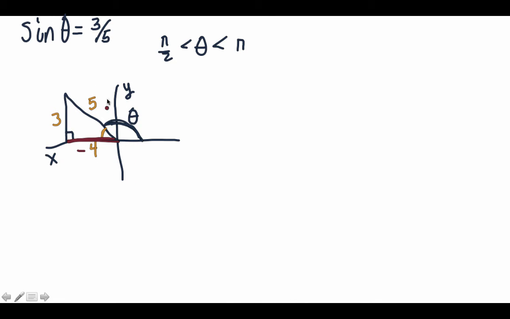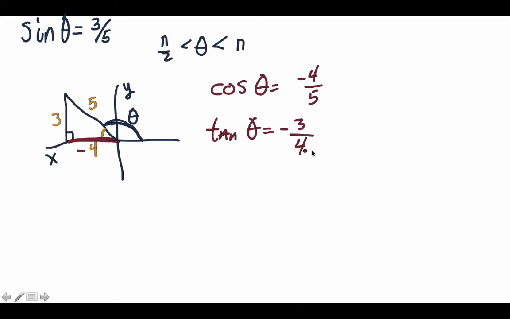Tip: always make the hypotenuse positive, and the xy coordinates will take care of the positive, negative signs. Once we know that, it's easy to find everything else. The cosine of theta would be -4/5, adjacent over hypotenuse. The tangent of theta would be 3/-4, which is the same as -3/4. We just don't put the negative in the denominator.